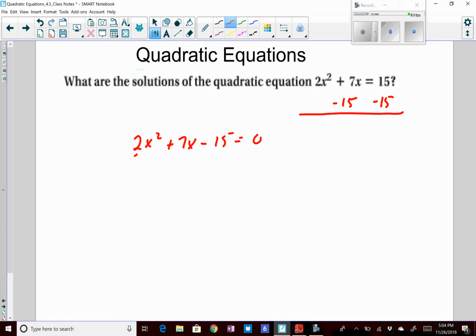multiply A and C together first. So if we do that, we get a negative 30. At this point, we need factors of negative 30 that add to 7. So we could do 10 and negative 3. When we multiply them, we get negative 30. When we add them, we get 7. We're going to use the 10 and the negative 3 to break up the middle term.